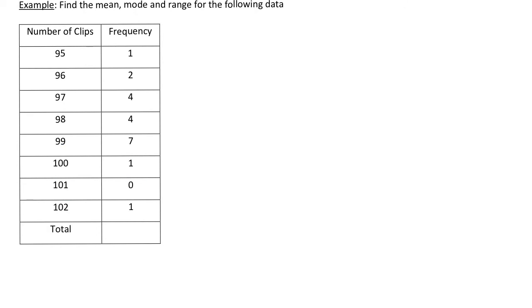So in the next example, we're finding the mean, the mode, and the range of the following data. So we've got the number of clips and the frequency. Frequency is our F column and the number of clips would be the X. If we add up all the frequencies together, we get a total of 20. And the mean is our sigma Fx divided by sigma F.